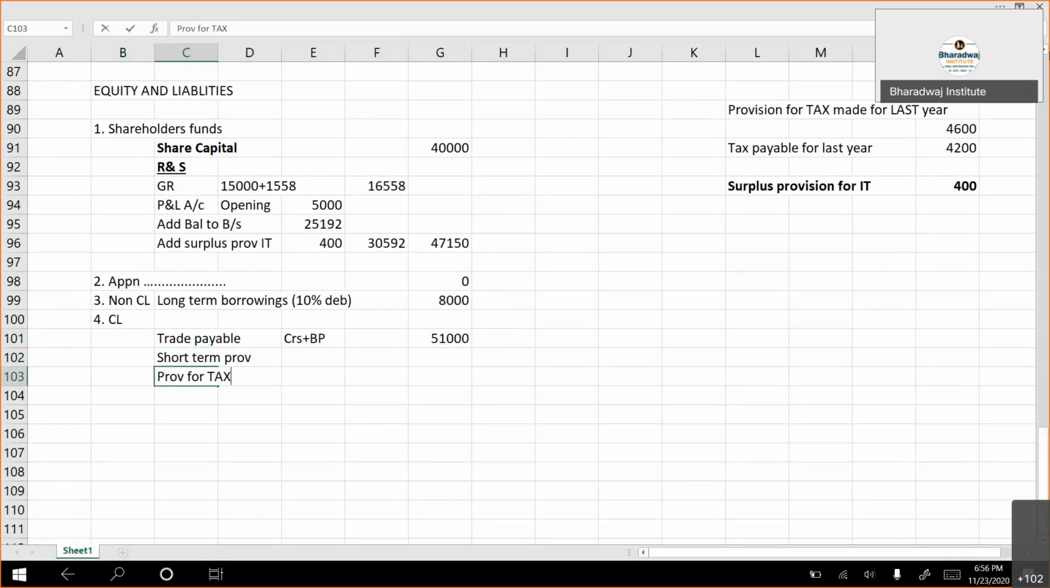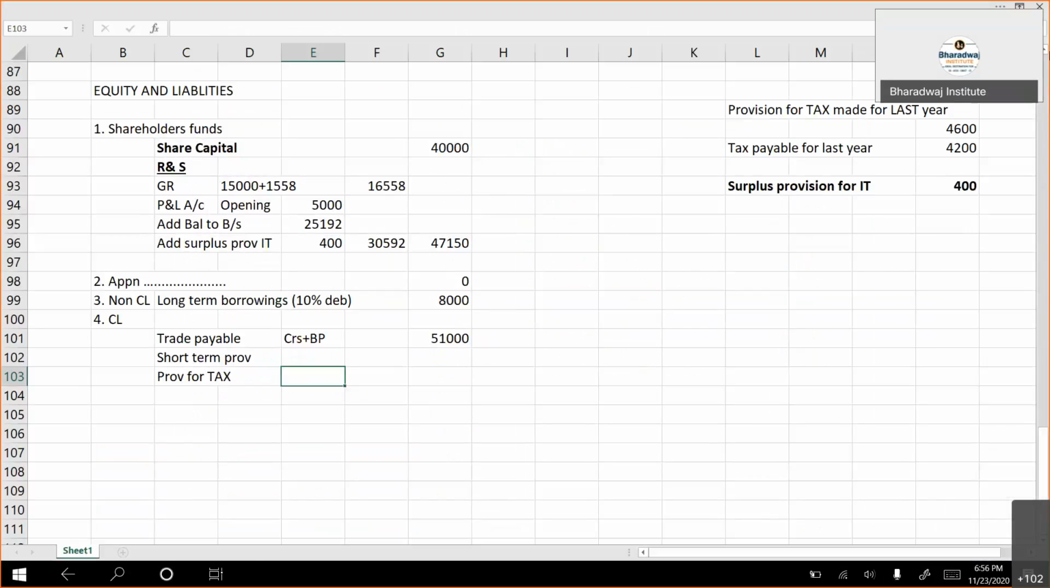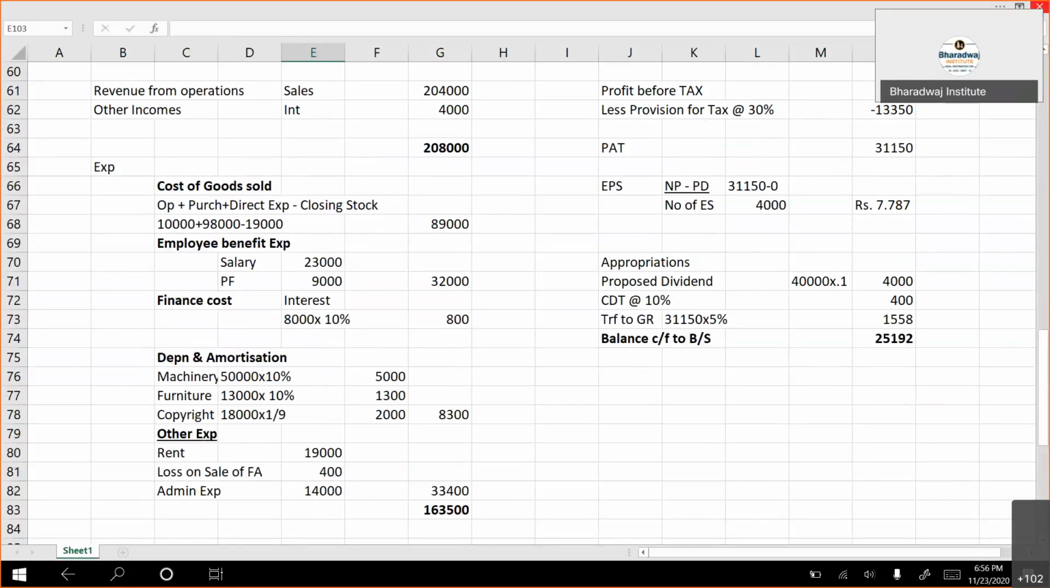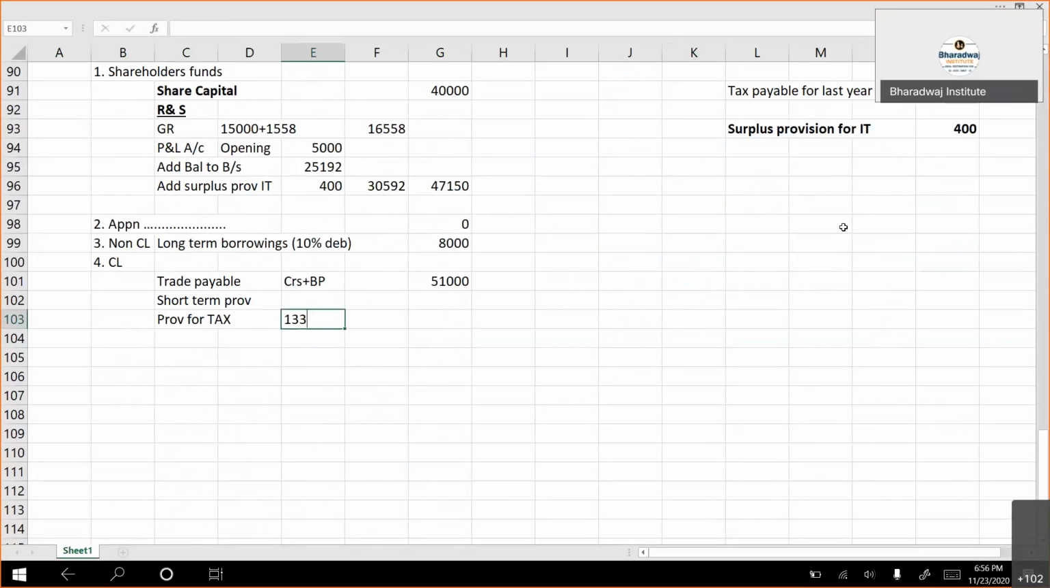Provision for tax of the current year. What is the provision for tax of the current year we created? Look at the P&L account. 13,350. That is the current year provision for tax. Then proposed dividend, 4,000. Corporate dividend tax, 400. So all short-term provisions will come. This is the total of short-term provisions.